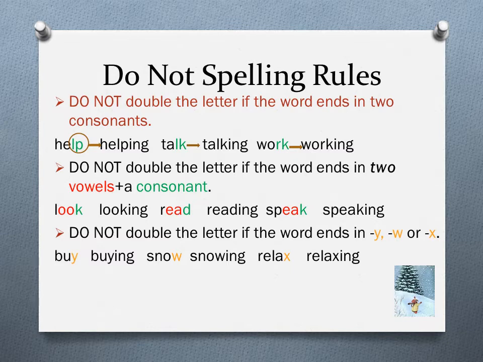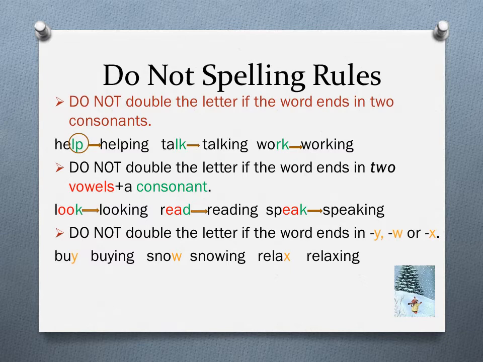Rule 2. Do not double the letter if the word ends in two vowels plus a consonant, like the verb look. It ends in two vowels and a consonant. Look, looking. The verb read ends in two vowels, vowel E, vowel A, and a consonant D. So we just add ing. Read, reading. Speak, speaking.